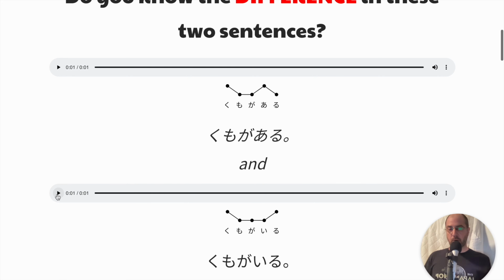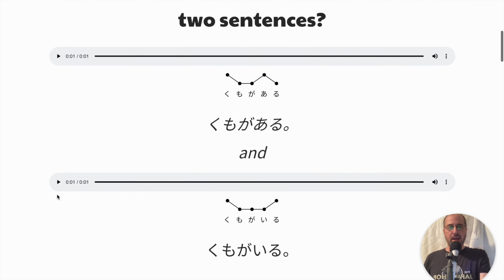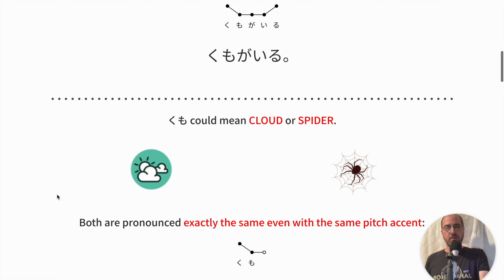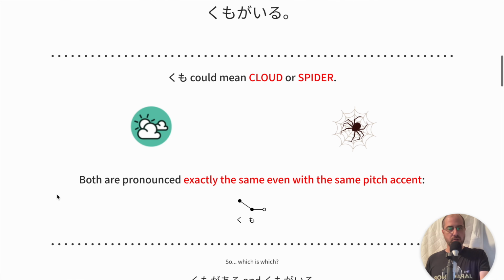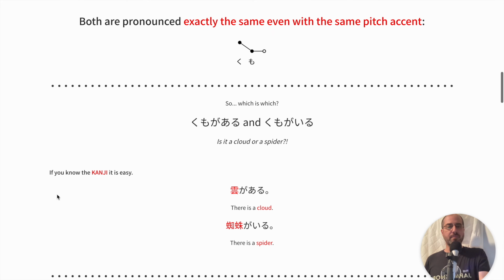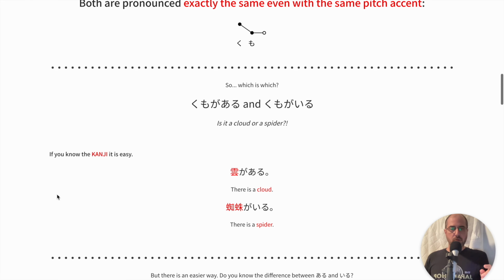Are we talking about spiders or are we talking about clouds? And I think if you remember what I said previously, aru is used for things that do not move of their own accord, which a cloud does move, but it doesn't move on its own accord. And iru is used with things that move on their own accord. So even though kumo can mean cloud or spider, and they're pronounced exactly the same, we know that kumo ga aru means that there is a cloud, and kumo ga iru means that there is a spider.